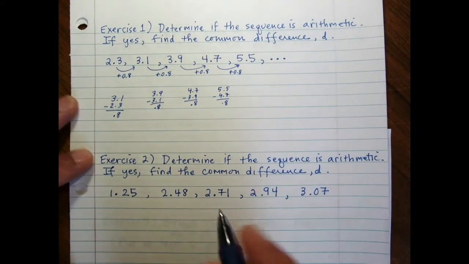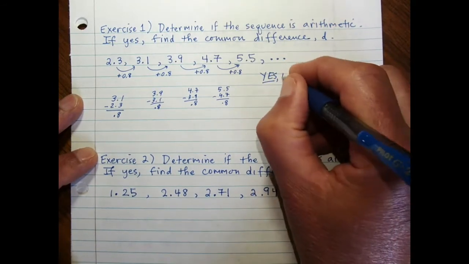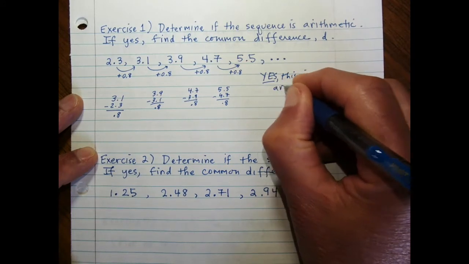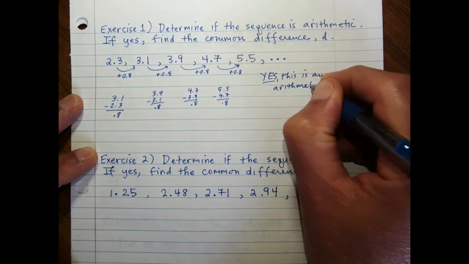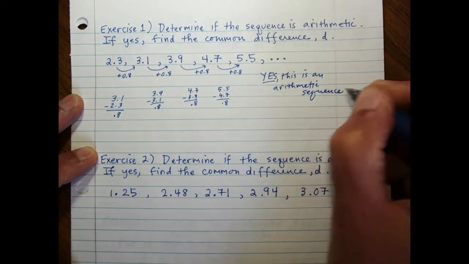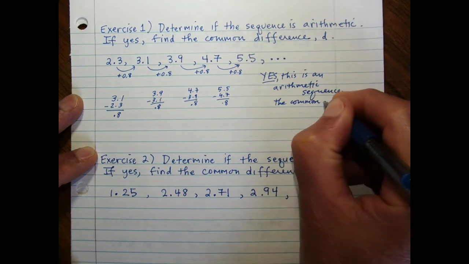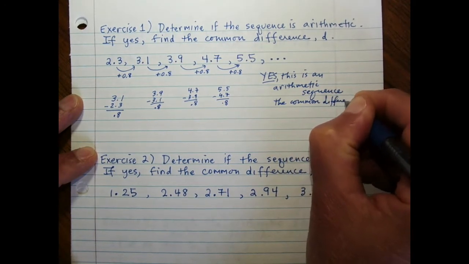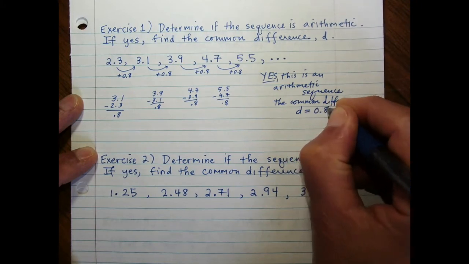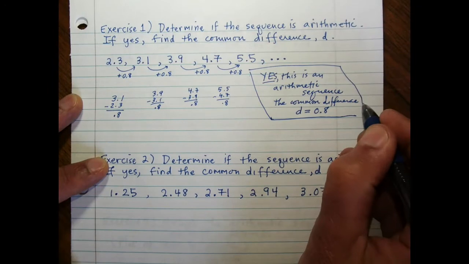So the answer is, yes, this is an arithmetic sequence. The common difference D is equal to 0.8. That's really all they're asking us for.